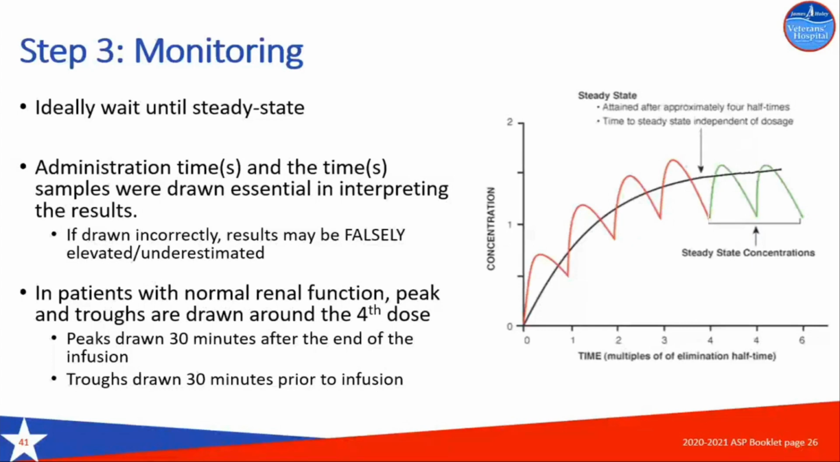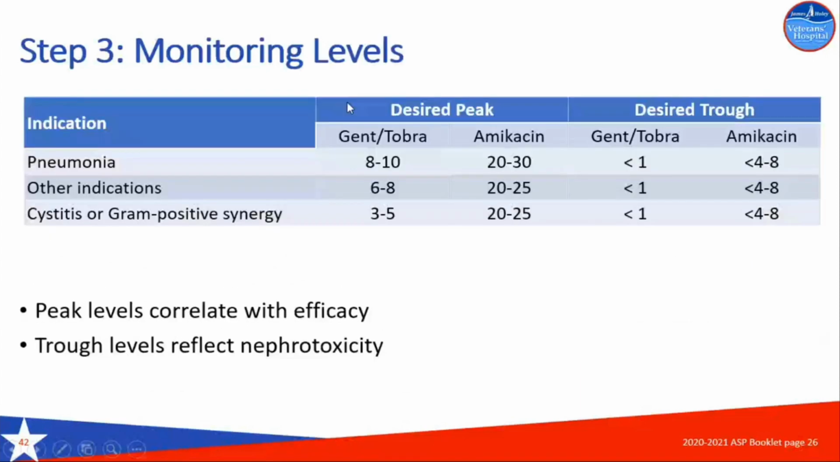So the most important thing is looking at the administration time of your aminoglycoside and the time that the sample is drawn. And that's going to be important in determining: is this a true trough, or was it falsely elevated or underestimated? So again, on the screen, I have our desired peaks and troughs for the different aminoglycosides for different indications.